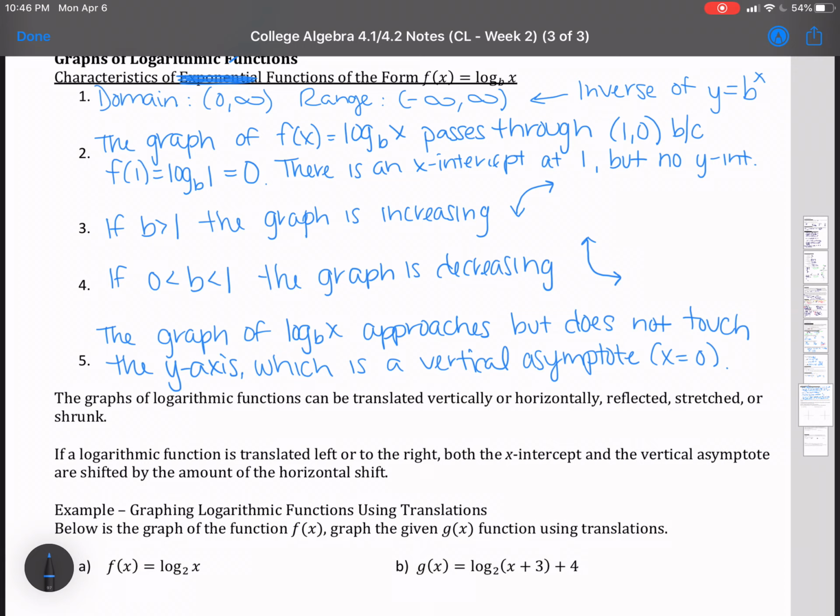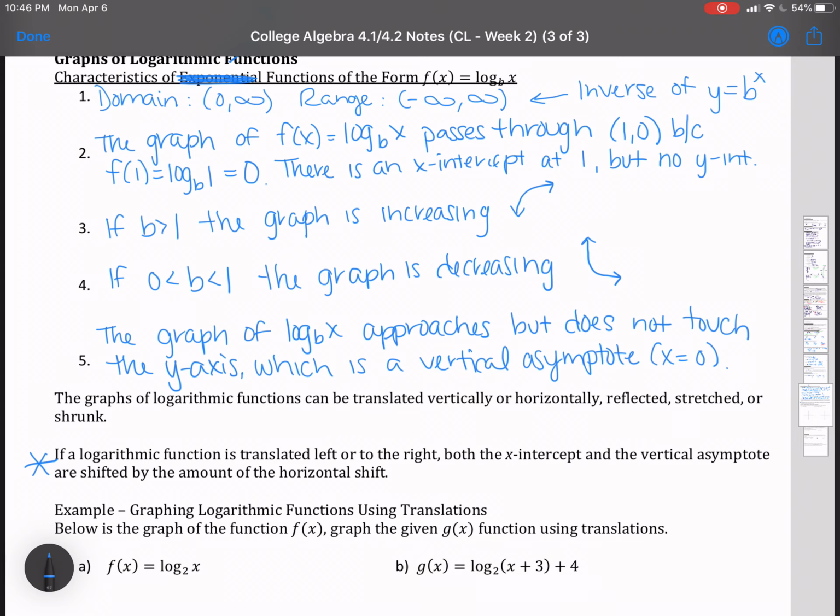Okay, so just like with our exponential functions and any function we've looked at this year, the graphs of logarithmic functions can be translated vertically or horizontally. They can be reflected, stretched, or shrunk. If a logarithmic function is translated left or to the right, both the x-intercept and the vertical asymptote are shifted by the amount of the horizontal shift.